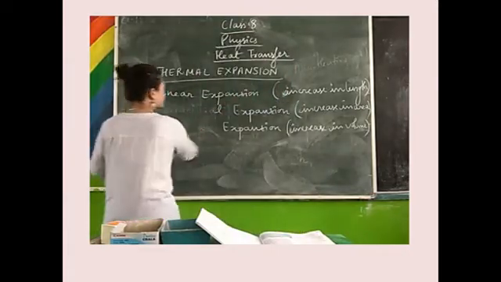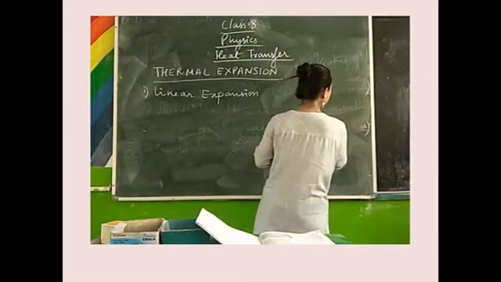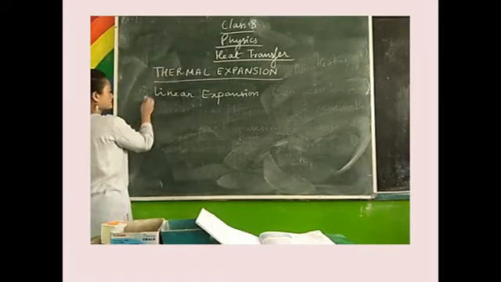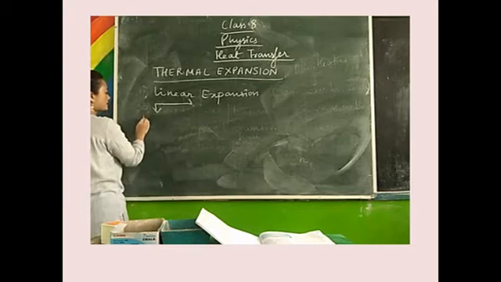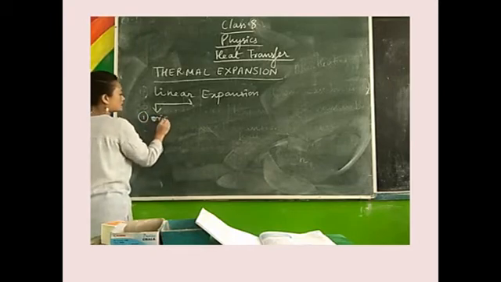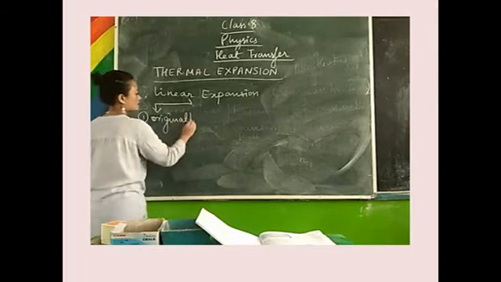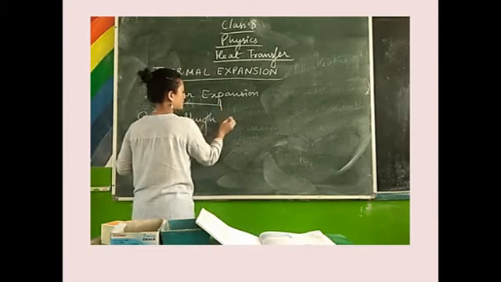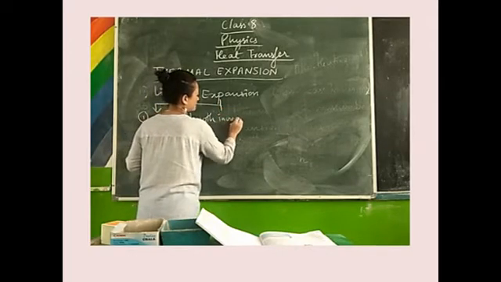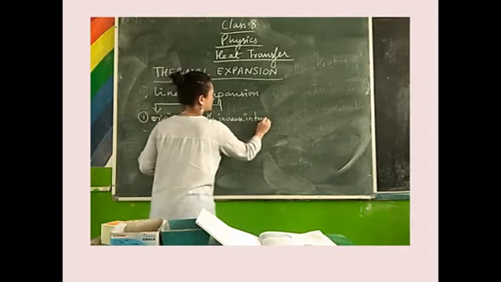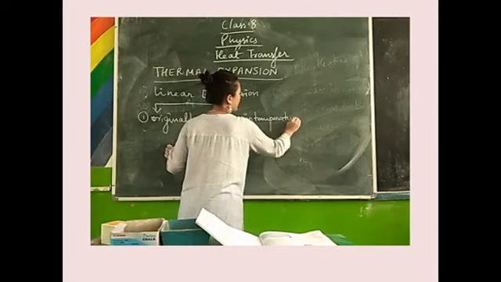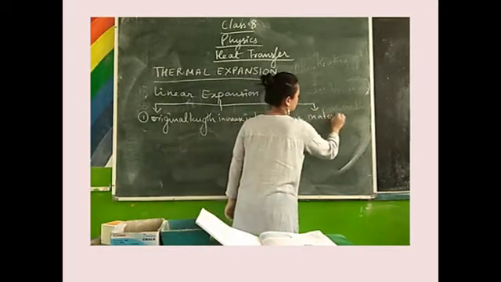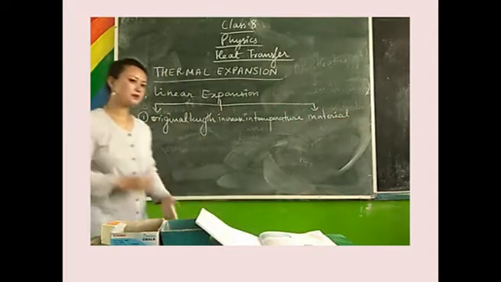Now, first, we are only discussing linear expansion. That means increase in length. Linear expansion further depends upon 3 factors. One is the original length of the rod. The second one is increase in temperature. And the third one is the material of the rod or material of the object.